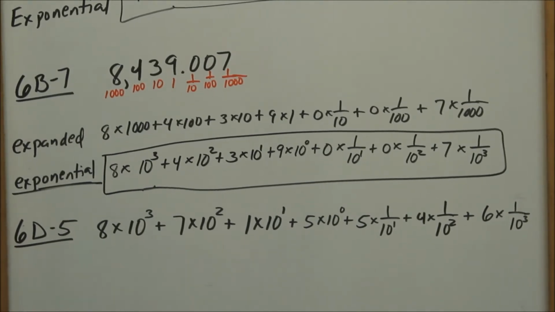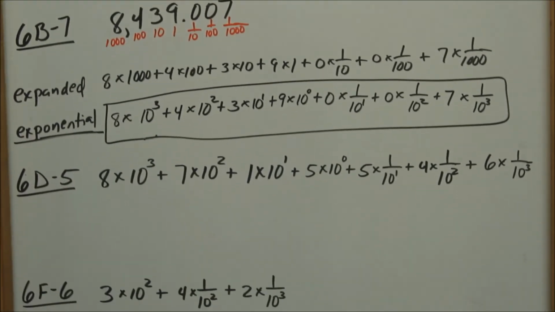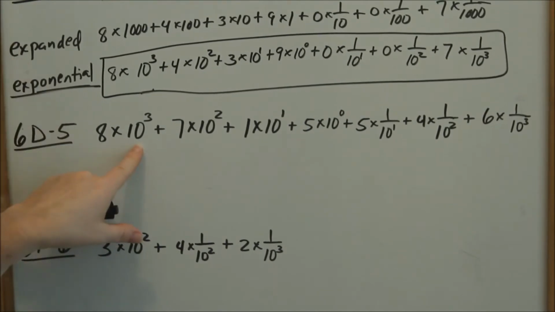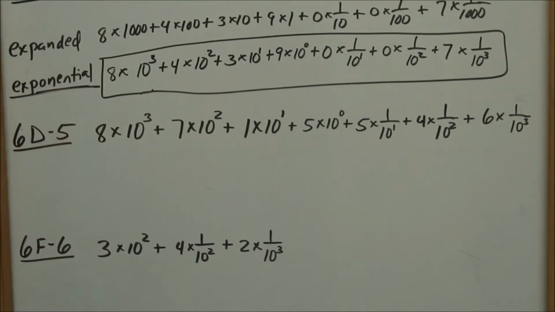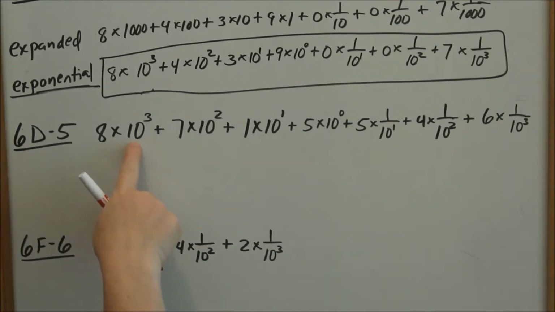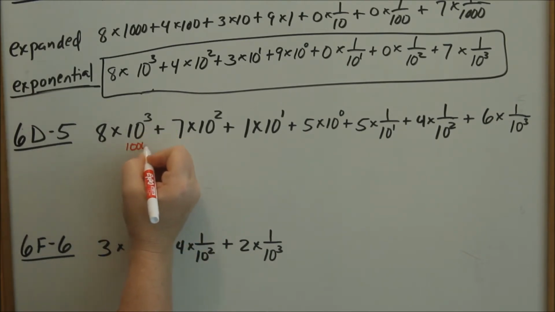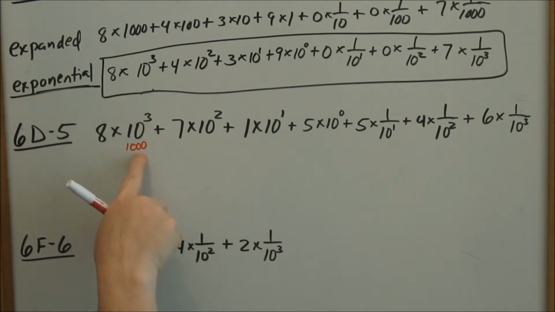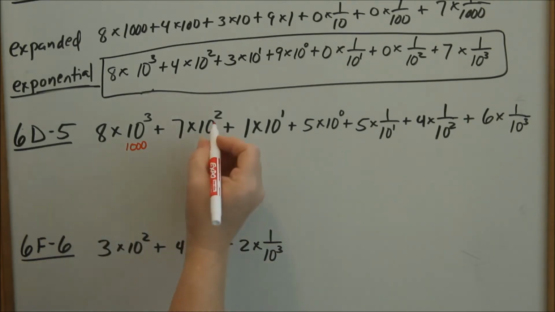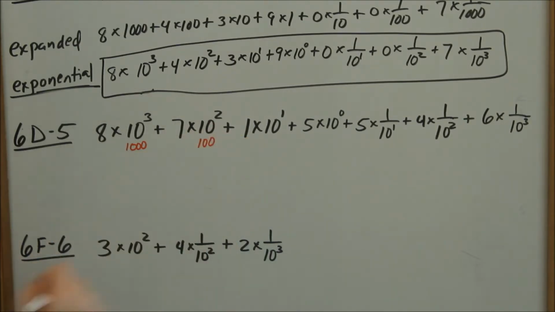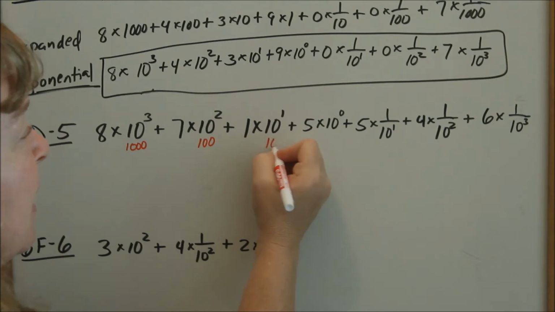Now look at 65. We're going to go backwards. We're going to take the exponential notation and then determine what number this is. That's called standard form. What I say to do is multiply these out right underneath the problem. 10 cubed means 1,000. 3 exponent means 3 zeros. 10 squared means 100. 10 to the first means 10.